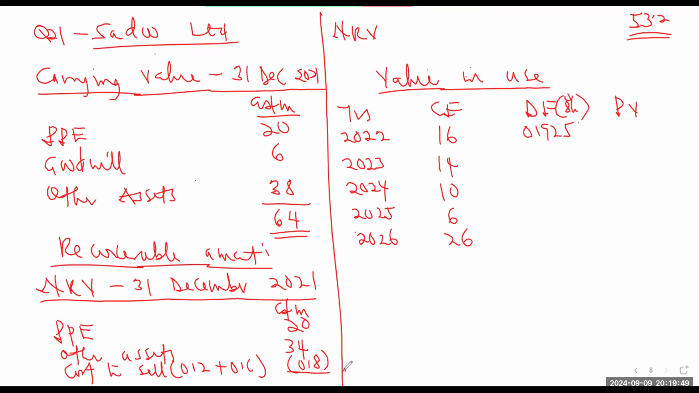0.9259. Okay. 0.8573. Year four. Year three, rather. 0.7938. Year four. 0.7350. And year five. 0.6806.